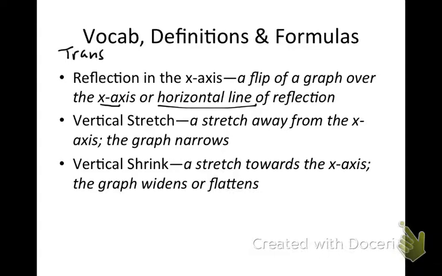So a vertical stretch is when the graph stretches away from the x-axis and the graph narrows. A vertical shrink is when the graph stretches towards the x-axis, or the parabola widens or flattens.